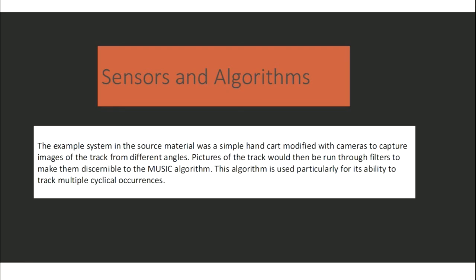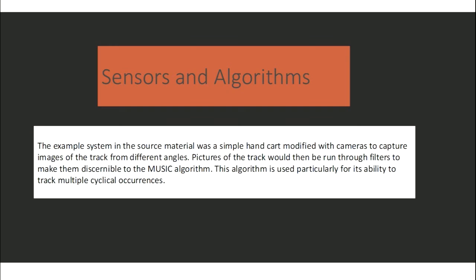Sensors and algorithms. The example system in the source material was a simple handcart modified with cameras to capture images of the track from different angles. It was very simple, and it could potentially be easily modified to go on trains or some other vehicle that travels along the railroads. It took pictures from the side of the track to view the rail itself, and from above to view the various components that form a railroad, like the ties and the railroad spikes.